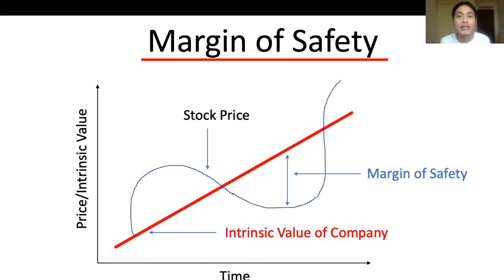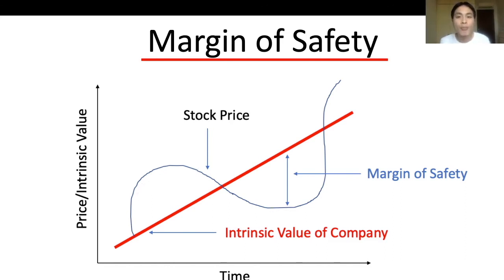And that is why we want to invest only in fundamentally strong companies, because the intrinsic value of these fundamentally strong companies will rise over time. And if we take a look at the stock price, we will notice that the stock price is a bit more volatile. So you can see that the stock price rises a lot here, and then it declines a lot here, and then it rises a lot here.